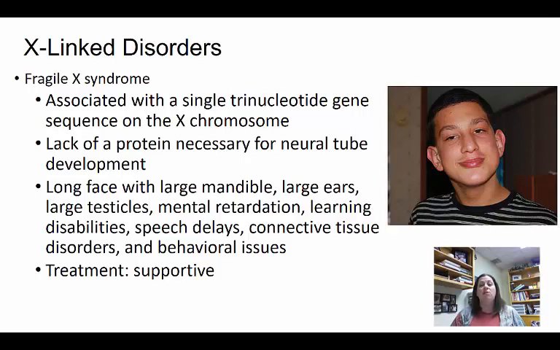Now, the neural tube is ultimately going to become the brain and the spinal cord. So what's happening here is, missing this protein causes it to not develop completely, and it does result in mental retardation. We also see some physical features that can be a part of this. The individual has a long face with a very large mandible, which is the lower jaw. They also have large ears, and since it does affect males, it's going to have larger testicles, mental retardation, learning disabilities, speech delays. They'll also have some connective tissue disorders and behavioral issues.